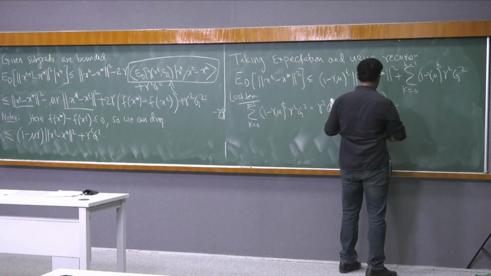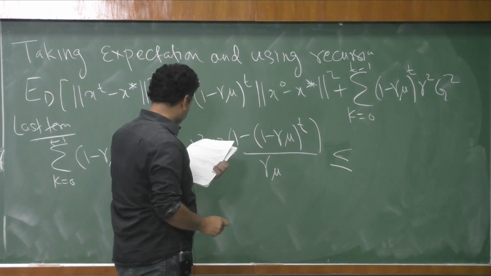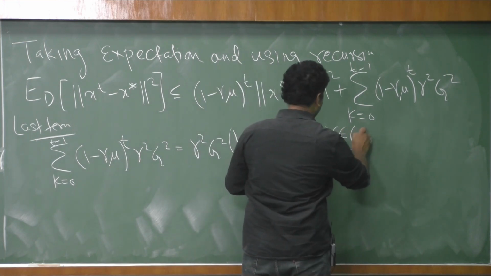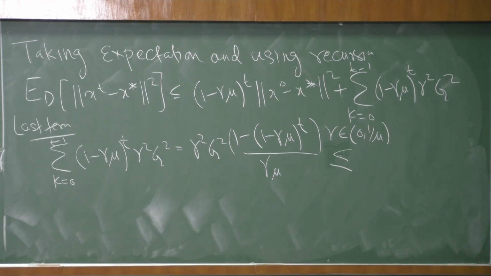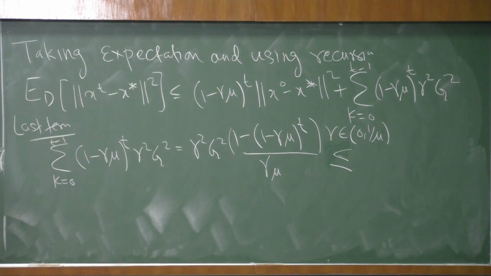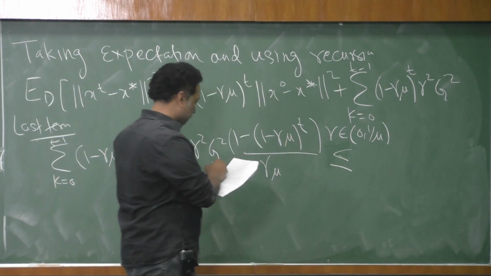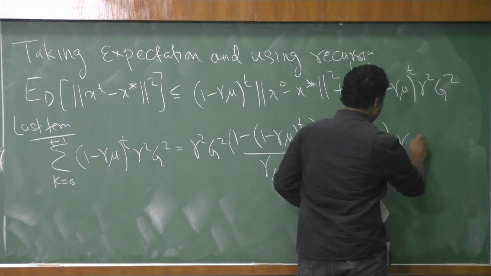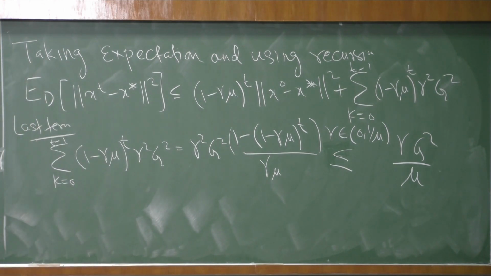So if you may recall, here we can write that because gamma was in the interval 0 1 by mu, this implies that mu gamma must be in 0 1. So with this we will make this less than equal to 1. So 1 minus something less than equal to 1 is less than equal to 1. So hence we can simplify this to gamma g squared by mu, right? So gamma g squared by mu. So overall now we can write the final line, the conclusion, that's exactly what we are supposed to prove.